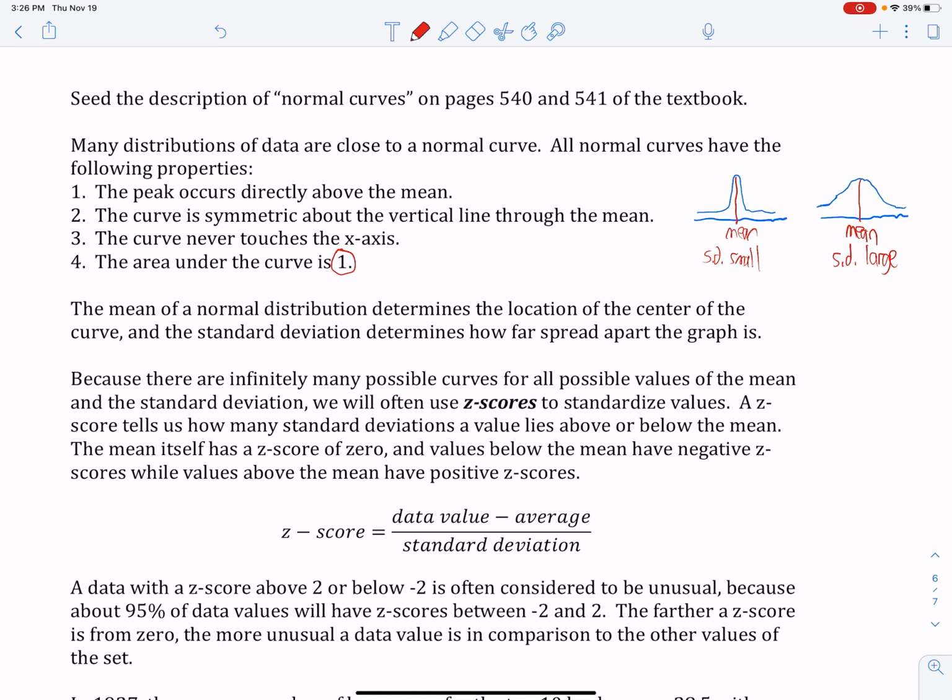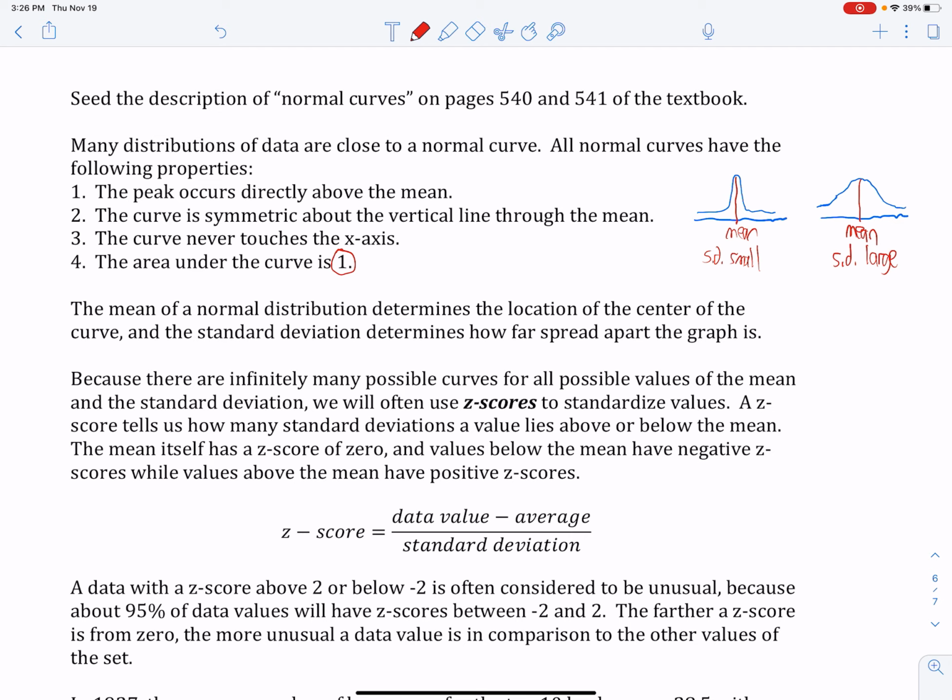Okay. So to make it possible to look at a normal curve for every possible situation, we're going to use what are called z-scores. Now, there would be infinitely many possible curves because for every different mean and standard deviation, you would have a different curve. But what we can do is translate all of those infinitely many possible curves to just one particular curve by using z-scores to standardize the graphs, so that there's only one curve necessary to study.